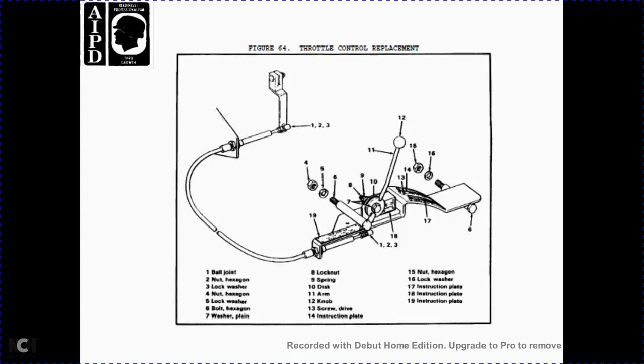1, the ball joint; 2, the hexagon nut; 3, the lock washer; 4, the hexagon nut; 5, the lock washer; 6, the hexagon bolt; 7, the plain washer; 8, the lock spring; 9, the spring; 10, the disc; 11, the arm; 12, the knob; 13, the screw and drive screw; 14, the instruction plate; 15, the nut; 16, the hexagon nut; 17, the lock washer; 18, 19, the instruction plates.